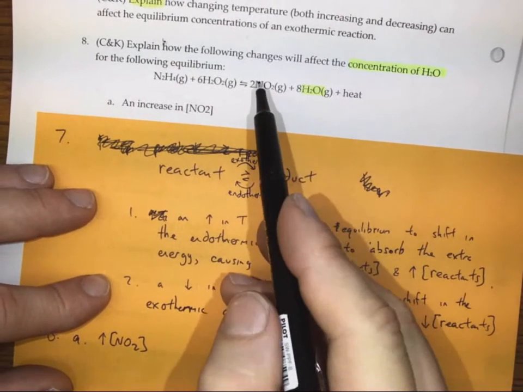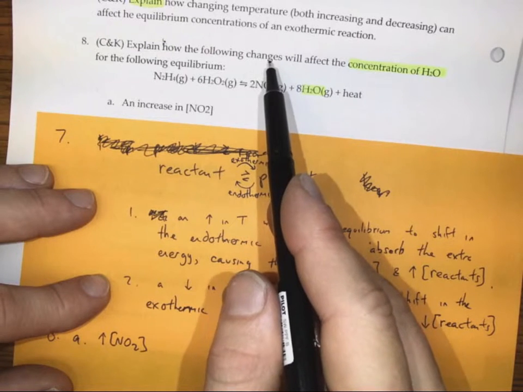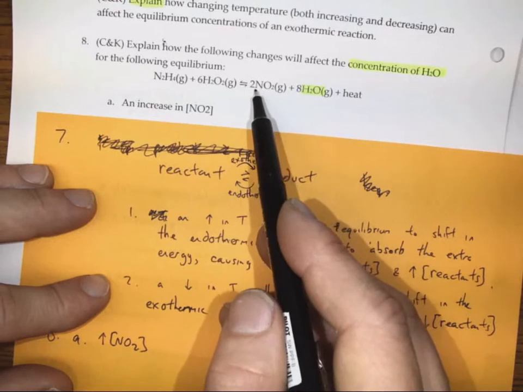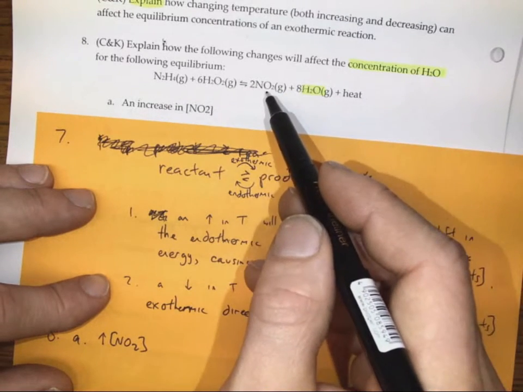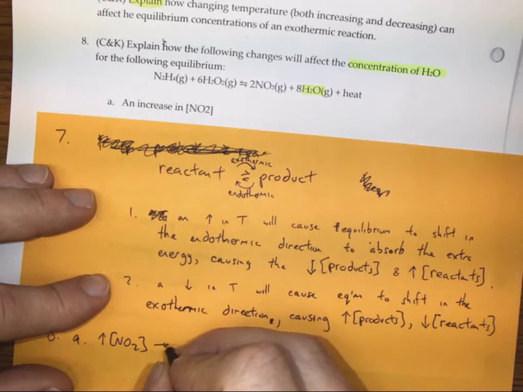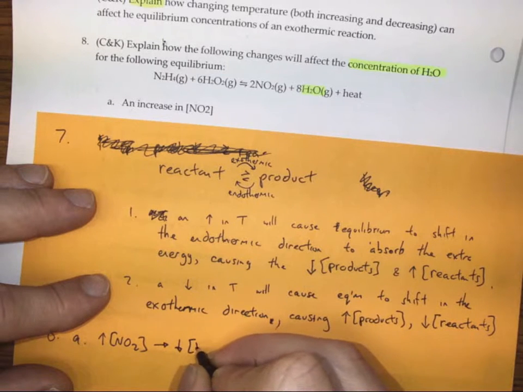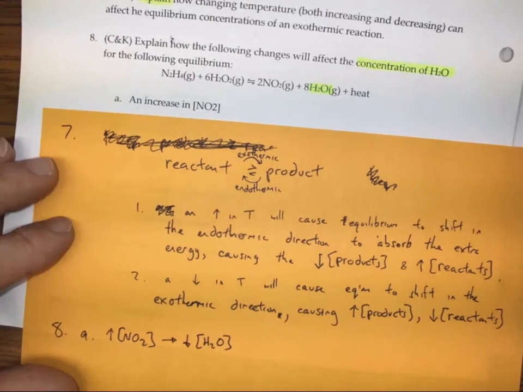So as we increase a product, Le Chatelier's principle wants to minimize that change by shifting equilibrium, taking these products and forming some reactants. So we're going to decrease the amount of each of these so that we can make more of these. So that leads to a decrease in the concentration of H2O.